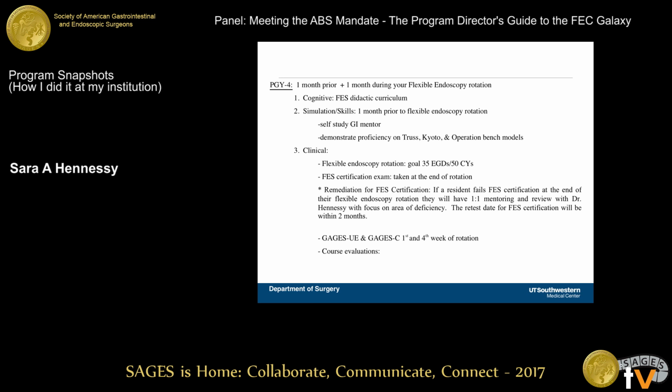I will say next year we're transitioning that to our PGY 3 year in order to better prepare our residents and set them up for passing FES. 1 month prior to their rotation, they are required to do these clinical skills models in the skills lab, the 3 that I listed before, and to self-study on the GI Mentor.